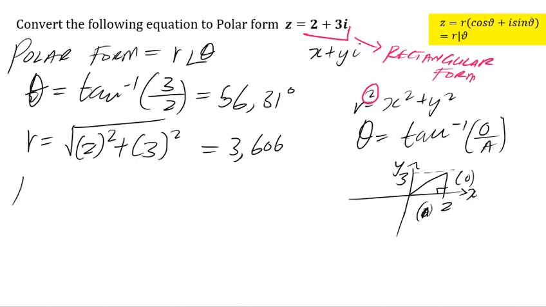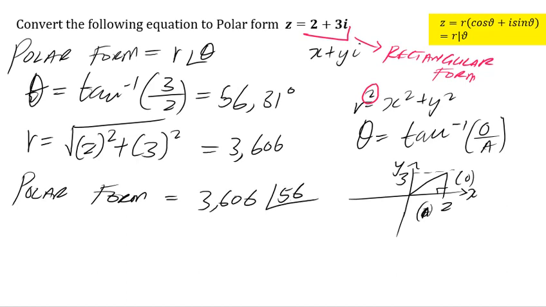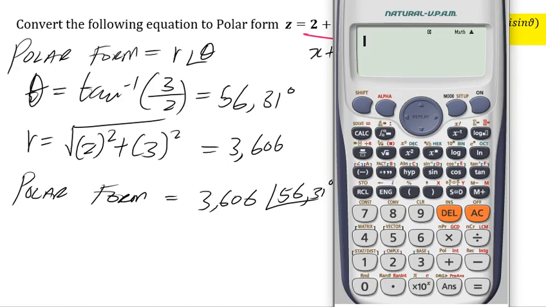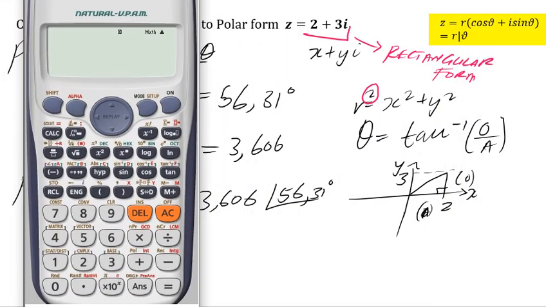Then the final answer for polar form will be equal to 3.606, and then the angle will be 56.31 degrees. Instead of doing that, let's use a calculator straight away. If you want to confirm your answer, you take your rectangular form and punch it on the calculator. Since we are converting to polar, you're going to say shift. Look at this, plus is written Pol, then minus is written Rec. So it means now I'm moving to polar.